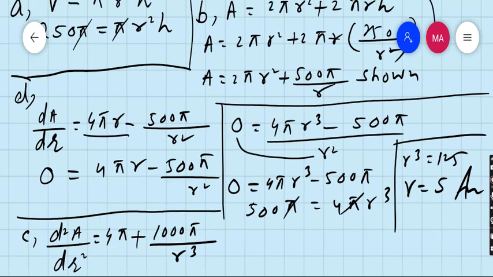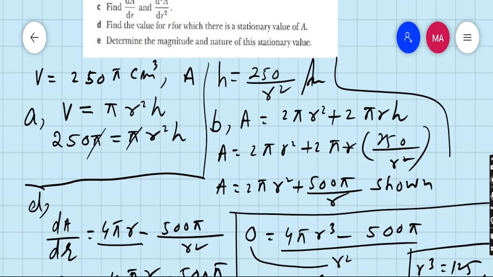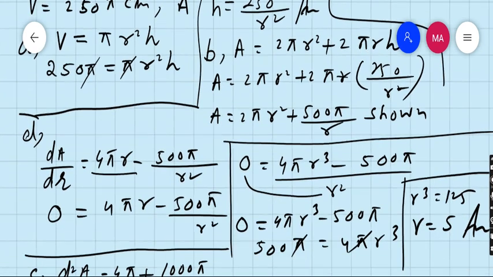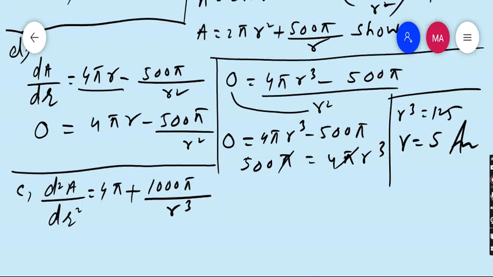What is next? Determine the magnitude and nature of this stationary value. Very easy. Part E.